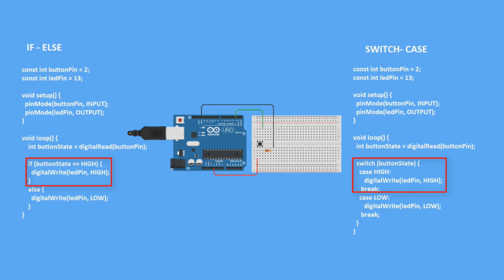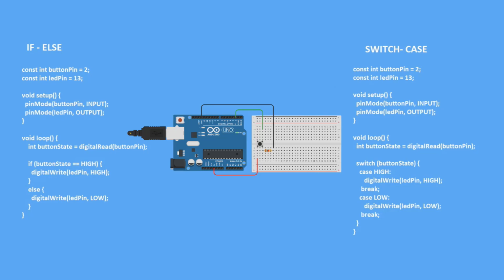If button state is high, meaning the button is pressed, the LED pin variable, representing pin 13, is set to high and the LED turns on. If the button is not pressed, button state takes the low value, and since LED pin will also be set to low, the LED remains off. Both the if-else and switch structures perform the same function in this example, and there is no difference between them.